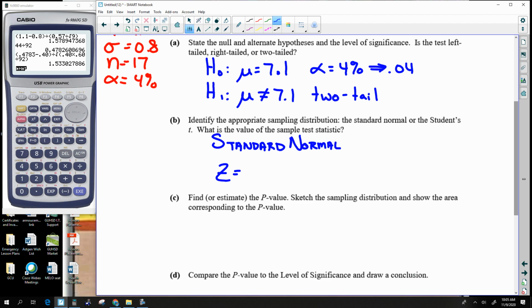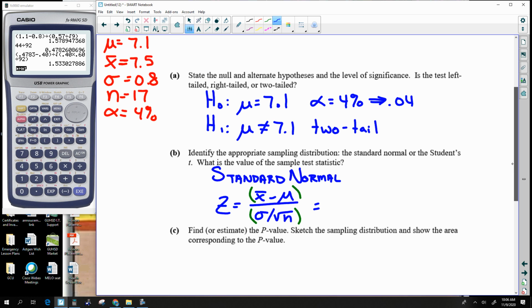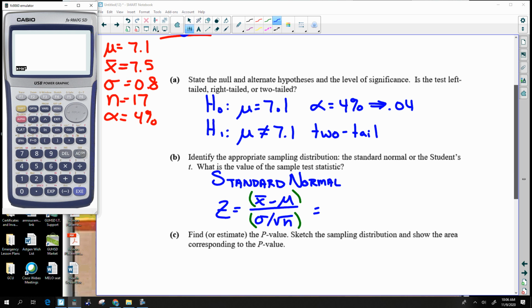And the z is equal to x bar minus mu divided by sigma divided by the root of n. Put parentheses around the entire top and around the entire bottom. So the top, 7.5 minus 7.1, divided by the bottom, which is sigma divided by the root of n. That gives 2.06.